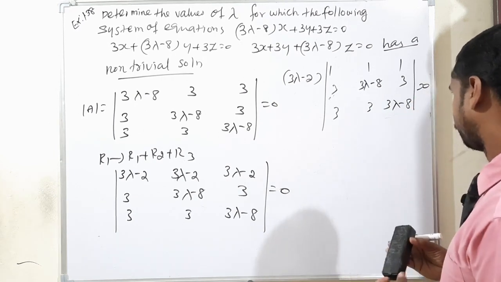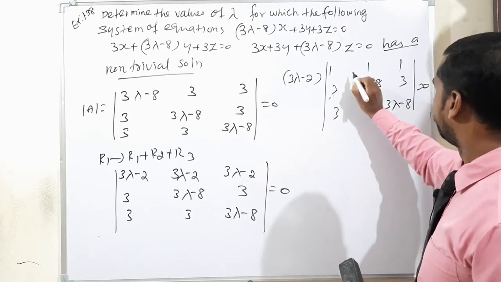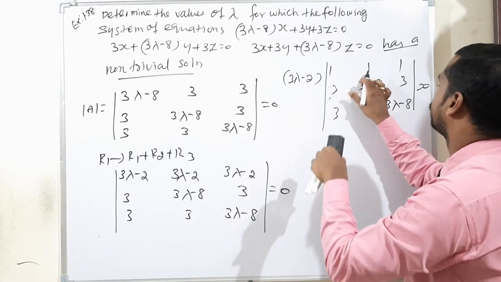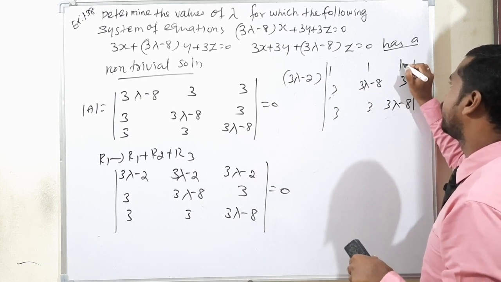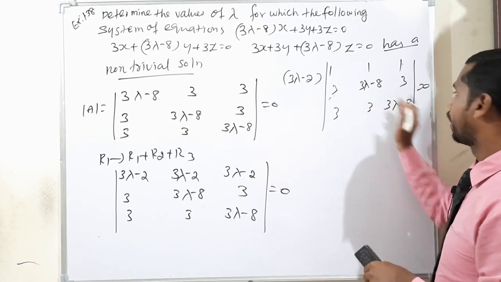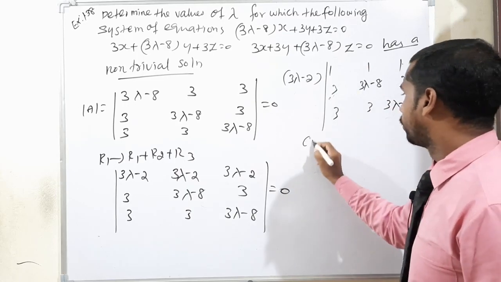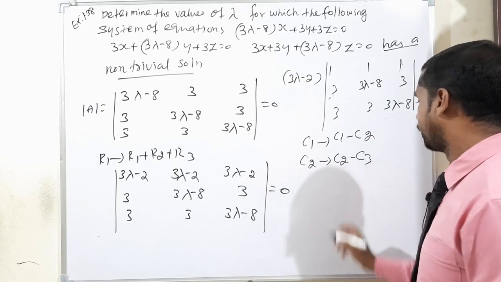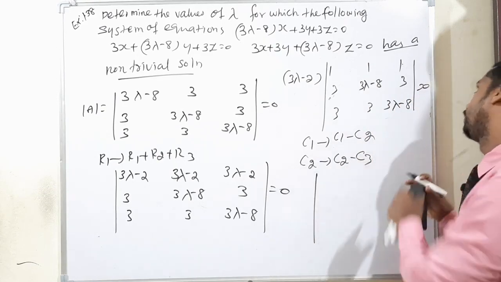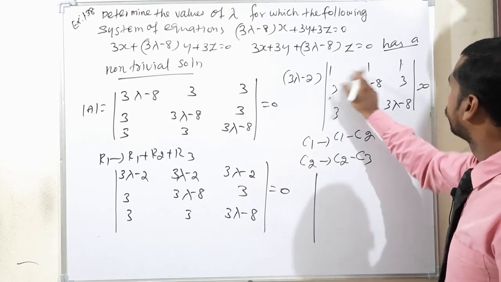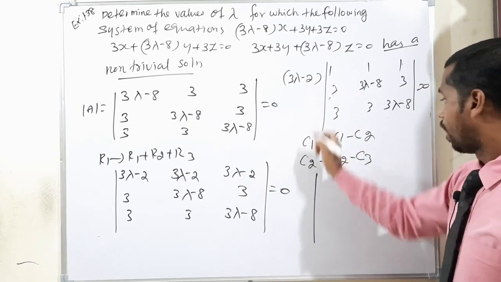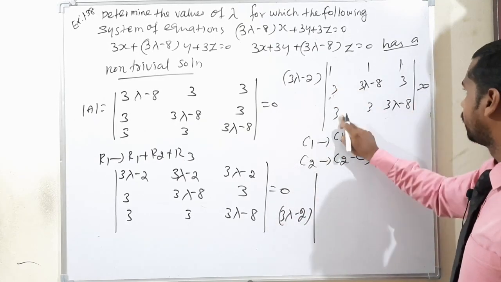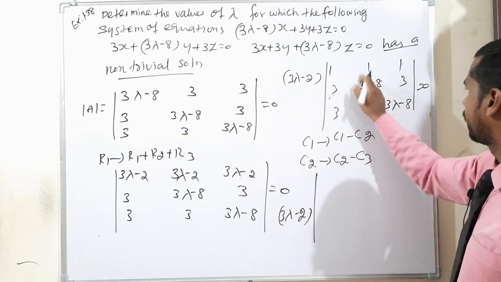Next, what do we have to do? If any row has its first 2 terms become 0, then expanding along C3 makes it very easy to find the determinant. So C1 becomes C1 minus C2, then C2 becomes C2 minus C3. Then the first 2 terms become 0. Look there: 1 minus 1 is 0.